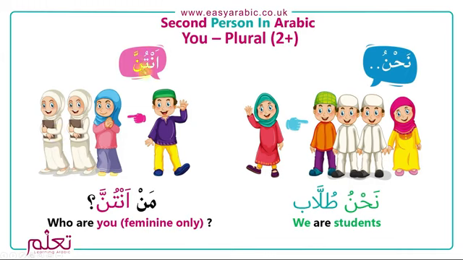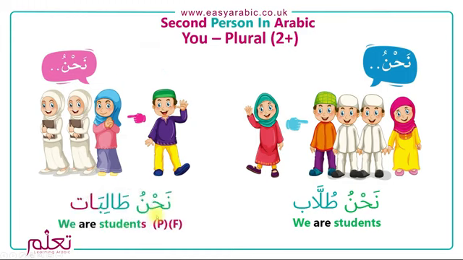You would use antunna. But if you were to use antum, they will know what you mean. So man antunna, and their reply would be nahnu. And again, the plural of the student, we have to add alif ta at the end of the word. So here it will be nahnu talibat. Okay, so that is your second person.